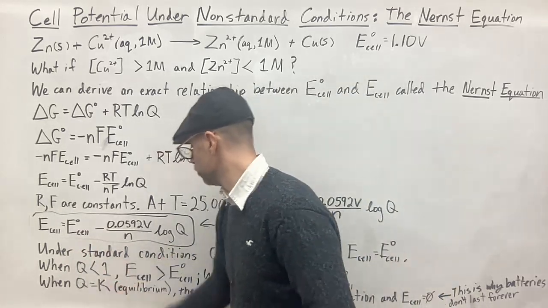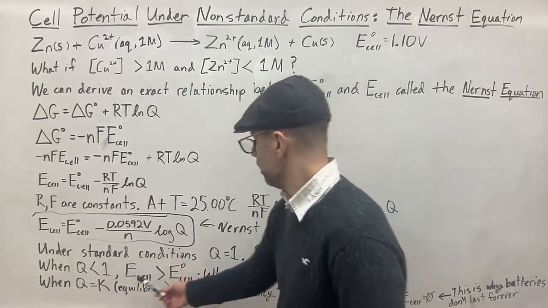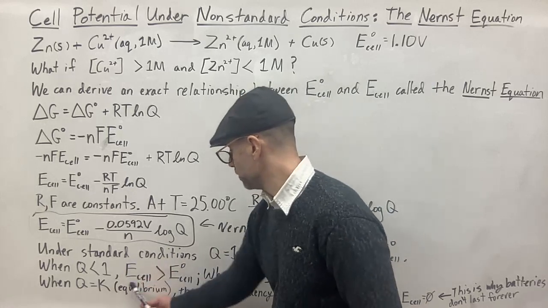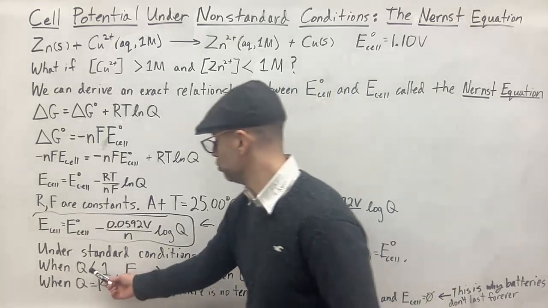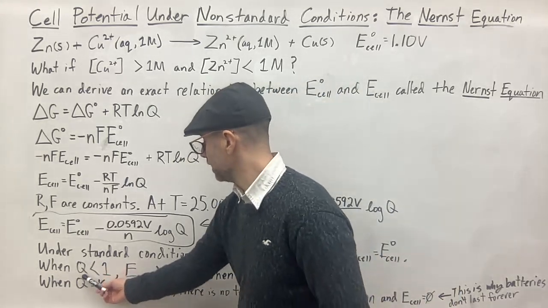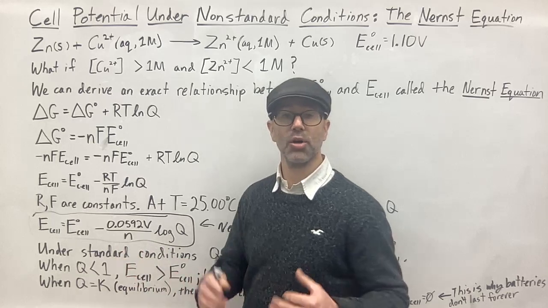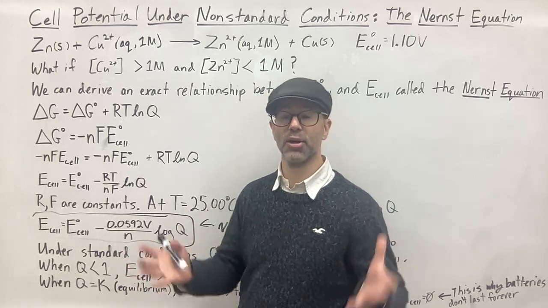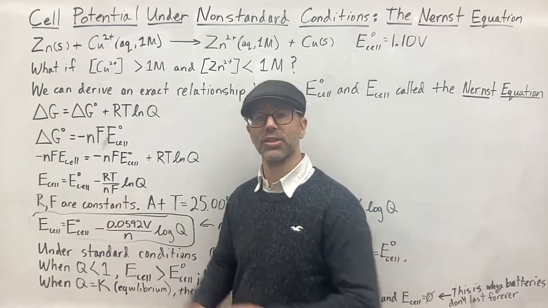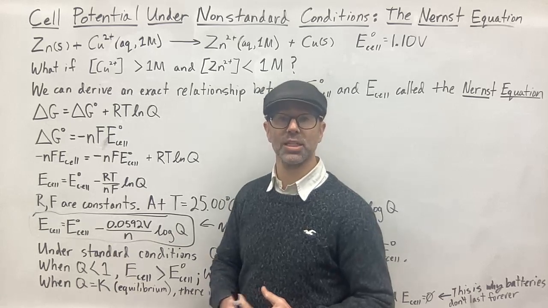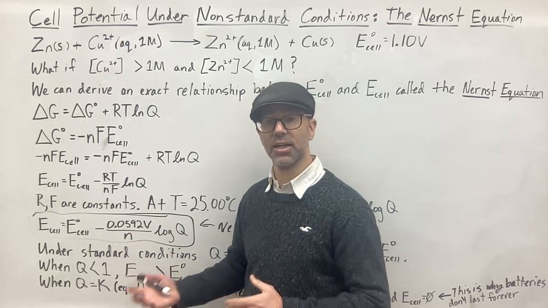When Q is less than 1, we can see here that the non-standard cell potential is going to be greater than the standard cell potential. When Q is less than 1, that means you have greater reactants compared to the products. According to Le Chatelier's principle, that's going to shift towards the products. The forward reaction is going to have a greater tendency, so you would expect a greater cell potential under those non-standard conditions compared to standard conditions.